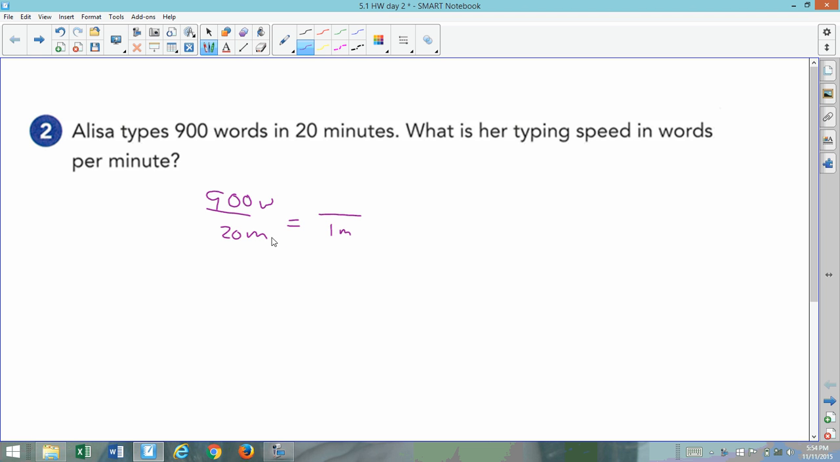So what do we have to do to 20 to make it a 1? We divide by 20. And whatever we do to the bottom, we have to do to the top. So divide by 20. Get 900 divided by 20. I like to cross off the zeros, but anyways, we're going to go 4. Get 80. Get 100. 20 goes into 100 5 times. So that's 45 words per 1 minute. So it's 45 words.